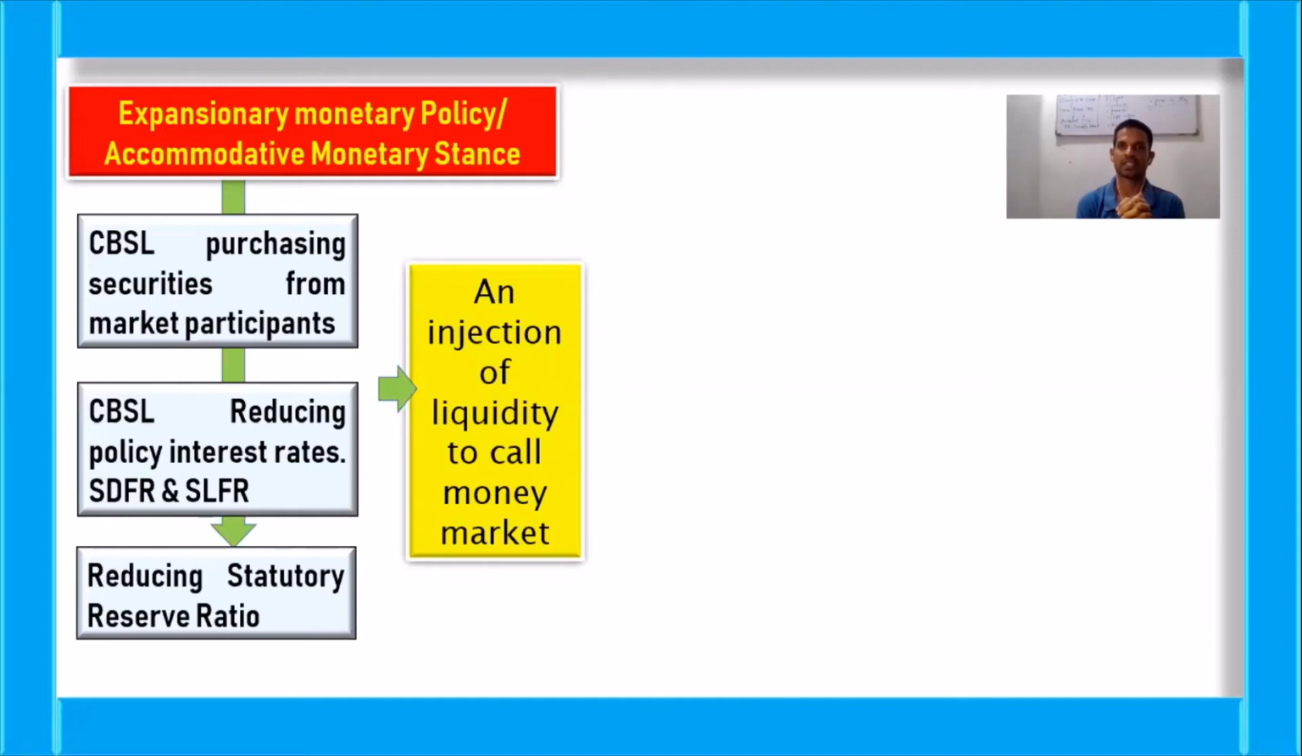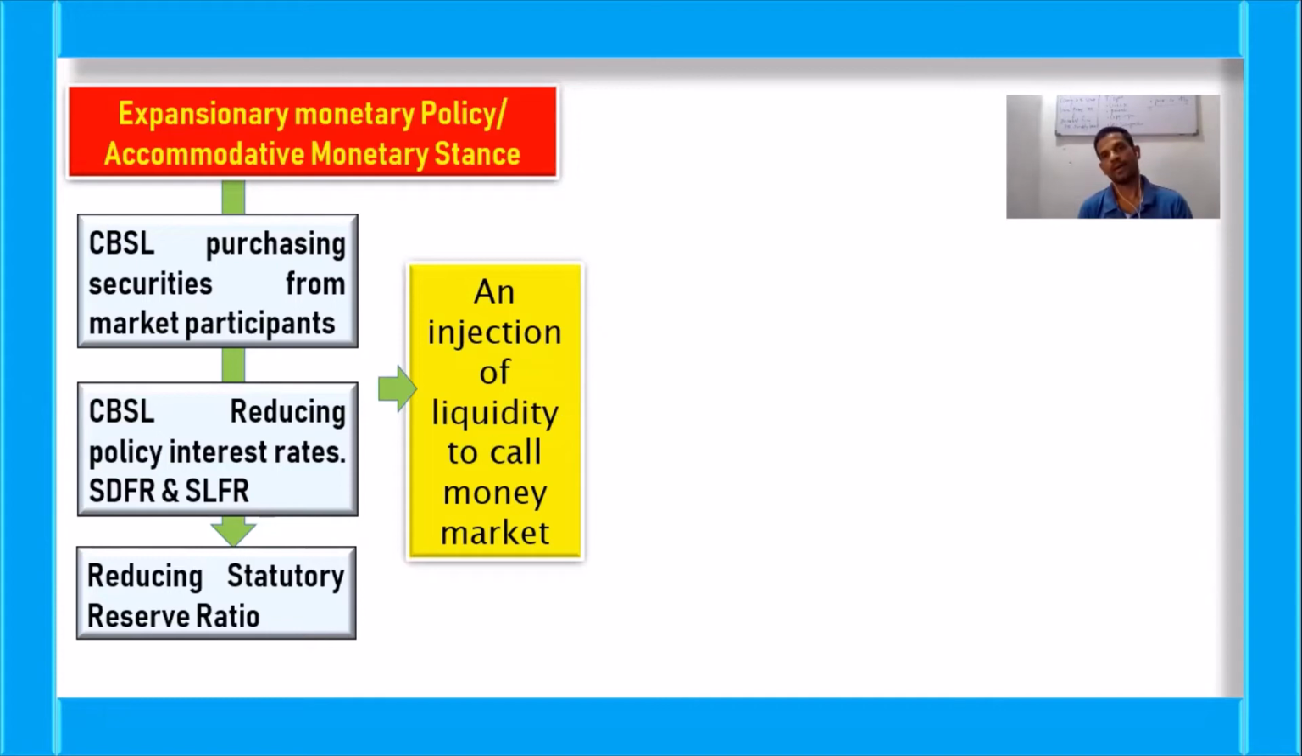So due to this injection of liquidity into the call money market, what will happen? Call money market, the interbank call money market, means what? The money market within the commercial banks to satisfy their liquidity requirements and liquidity deficiencies. It's a very short-term money market, right? Okay. So we call it single action, instant, right?